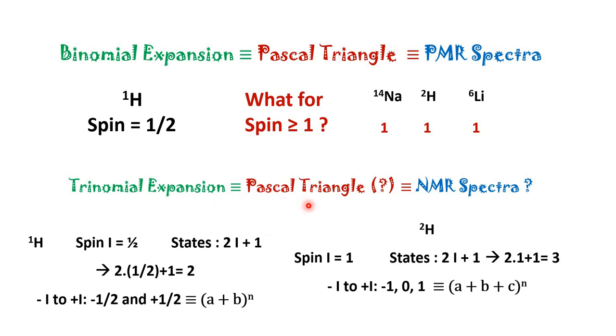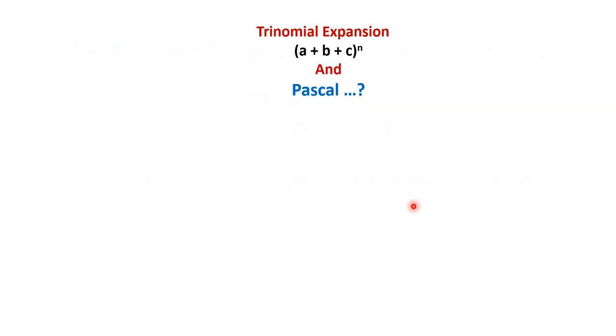Okay, so the first layer is sorted out, but now the second layer, what about Pascal triangle? Can the triangle explain this pattern? Probably not. So what is it then? Is it some extension of Pascal triangle? And finally we will see the last layer, what about NMR spectra. So the second layer, Pascal something, an extension of Pascal.